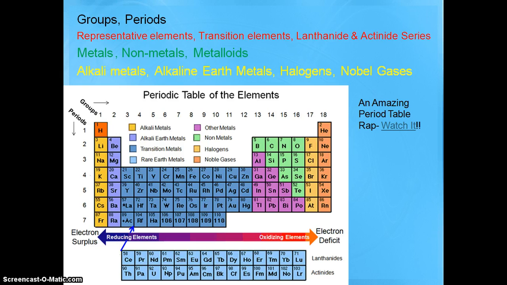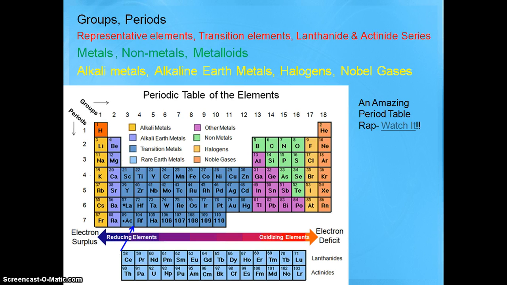We have our groups and our periods. Groups are going to be your vertical columns, up and down. Rows go this way, goodness gracious. Groups are your columns, they're 1 through 18. And then you have your periods, which are your rows, horizontal, 1 through 7. Mrs. Kelly, go for the rest.